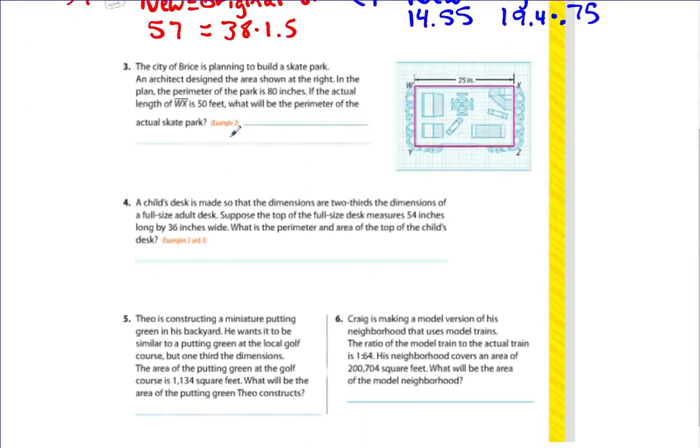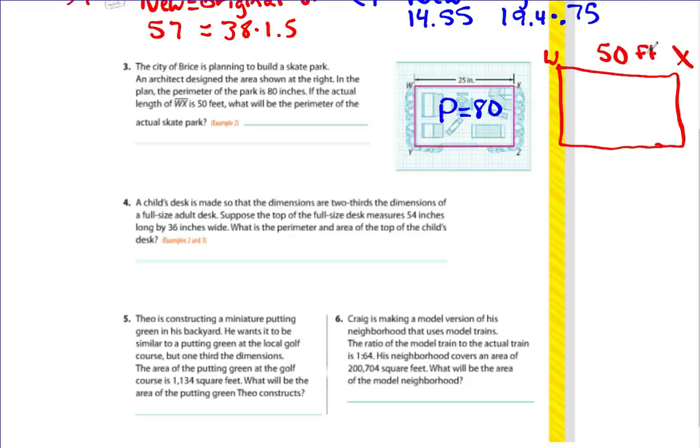All right, number 3, so we get the word problems. City of Bryce is planning a new skate park, and the architect designed it as shown at the right. Okay, so here's our plan. So it was 25 inches is our width there. The perimeter of this park is 80, so we can say P equals 80. The actual length of WX is 50 feet. Okay, so if we had our second shape, another rectangle, perfect. WX, just the side up here, is actually 50 feet. Okay, and then what will be the perimeter of the actual skate park?